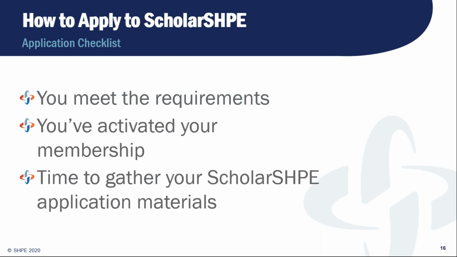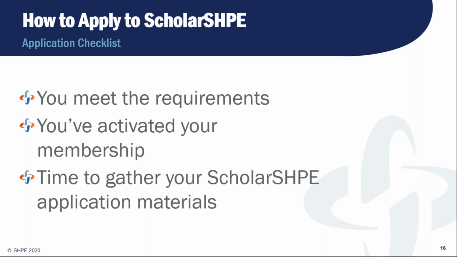So how to apply for scholarships? One, ensure that you meet requirements, and the requirements will be listed on our webpage. Two, make sure that your membership is activated. Three, take the time to gather your scholarship application materials. It's easier if you do this beforehand and have everything ready by the time you're actually going to access the application.